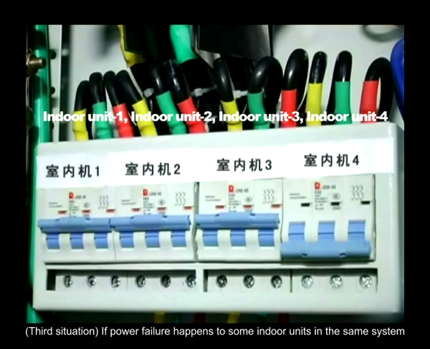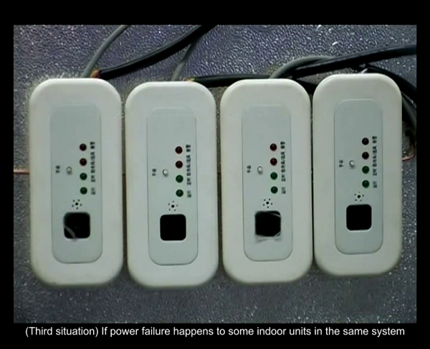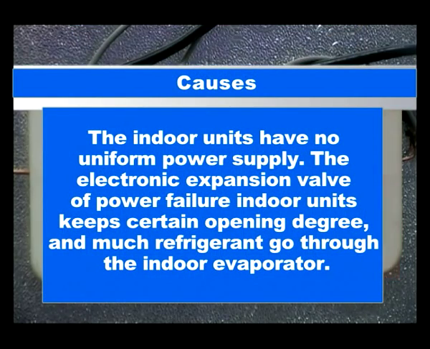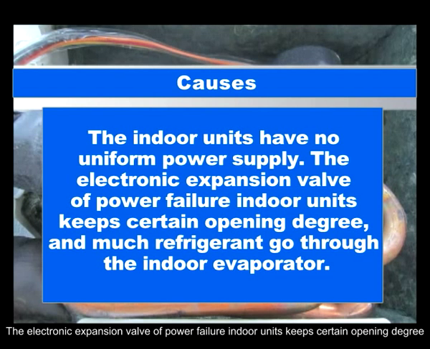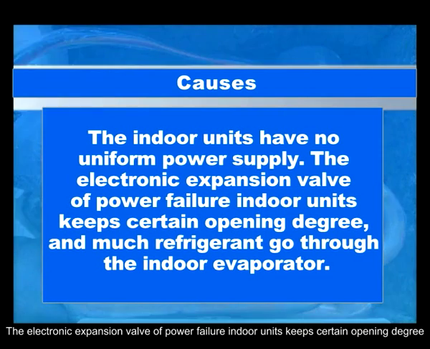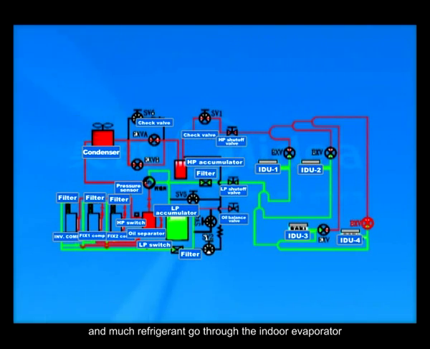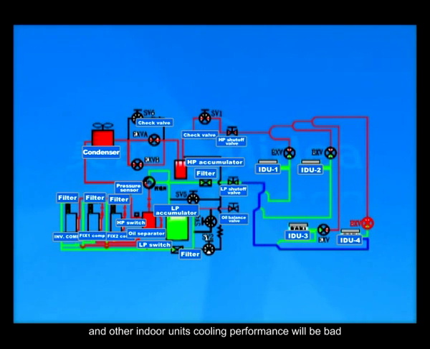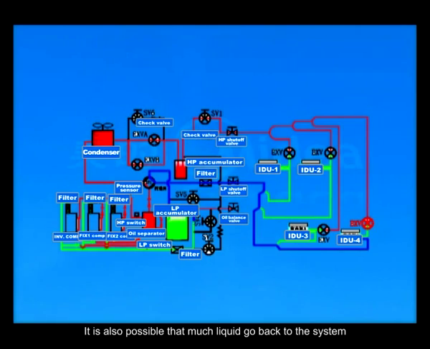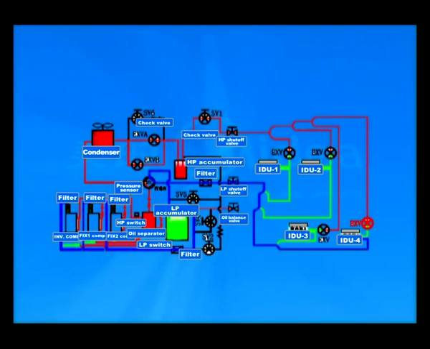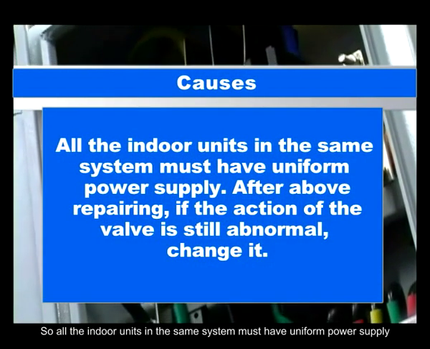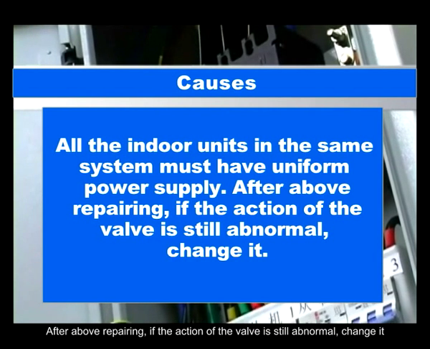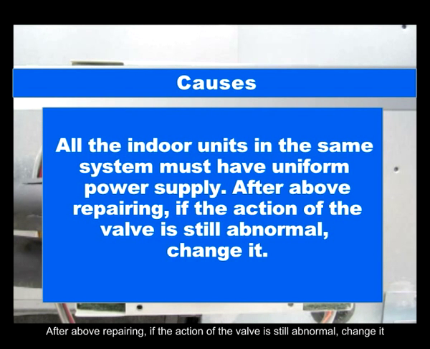Third situation: power failure happens to some indoor units in the same system. Malfunction analysis: the indoor units have no uniform power supply. The electronic expansion valve of the power-failed indoor units keeps a certain opening degree, and much refrigerant goes through the indoor evaporator. Condensing water will happen in the indoor units, and other indoor units' cooling performance will be bad. It is also possible that much liquid goes back to the system and seriously affects the reliability of the compressor. So all the indoor units in the same system must have uniform power supply. After the above repairing, if the action of the valve is still abnormal, change it.